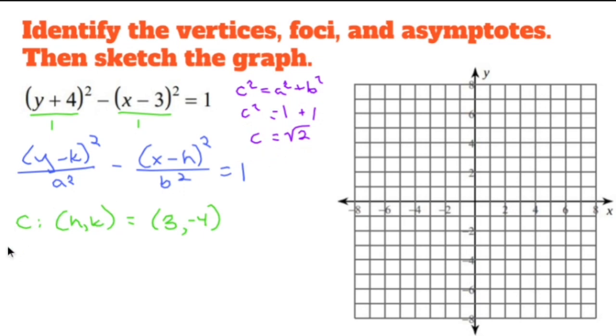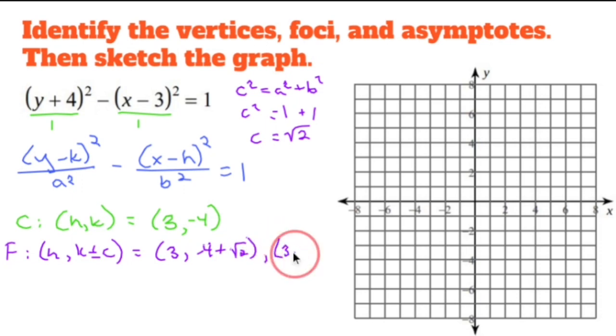So the foci is found by doing h, which I already know, k plus or minus c, which is what I just found. The h is 3. The k is negative 4 plus or minus root 2, so I'll do negative 4 plus root 2, and then 3, negative 4 minus root 2. Okay, that's my foci.